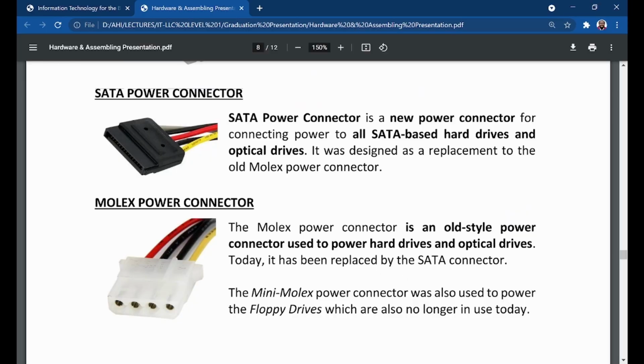SATA power connector is a new power connector for connecting all SATA-based hard drives and optical drives. Have you seen them? Have you seen what I read? Yes. SATA power connector is a new, is it new? Have you seen the SATA power connector? This one. Have you seen the SATA power connector?